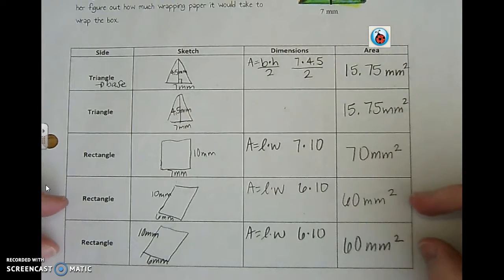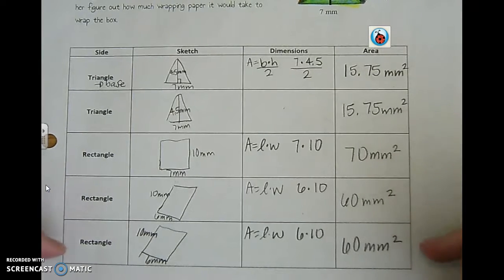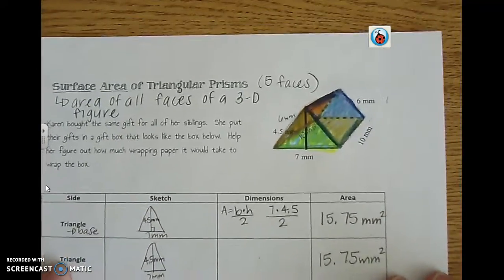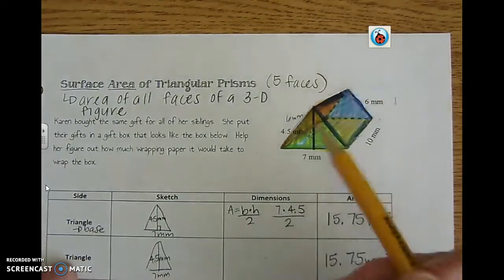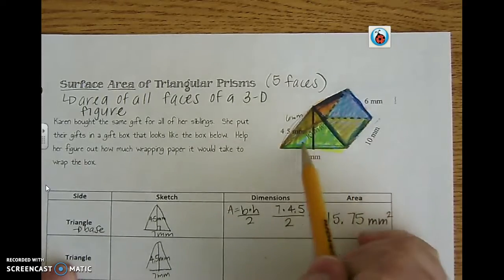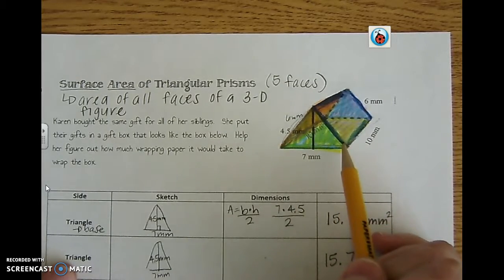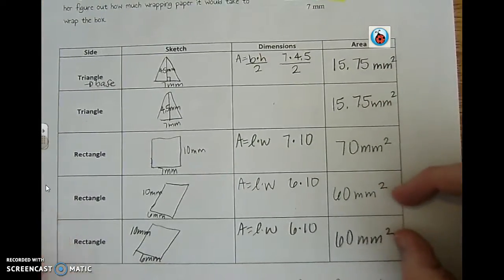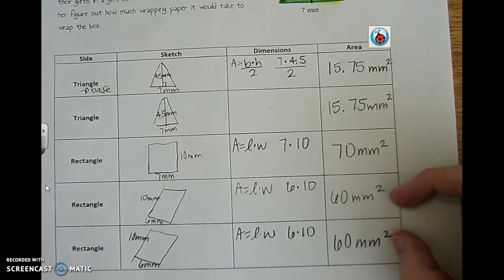We were lucky in this problem that two of the rectangles were exactly the same area, and the reason that happened is because our triangular prism was made up of an isosceles triangle at the front. That will not always happen. The two triangles will be congruent. We got lucky in this problem that the two rectangles are congruent. That doesn't always happen.